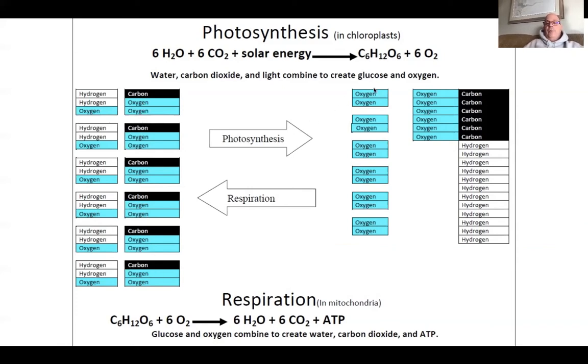Over on the other side, we've got pairs of oxygens, and we've got one great big clump of things, and if you count them, there's 6 carbons, 12 hydrogens, and 6 oxygens, C6H12O6, or glucose. If we move from left to right, if we're combining water and carbon dioxide and turning it into oxygen and glucose, that's photosynthesis.